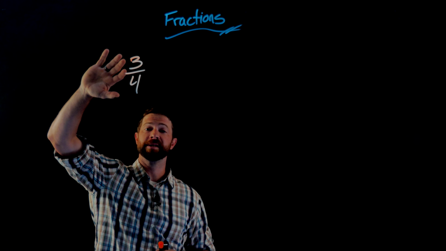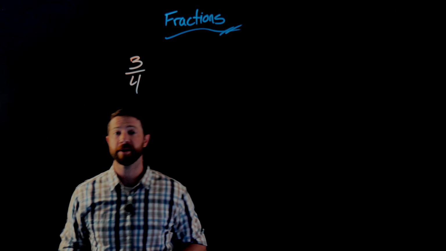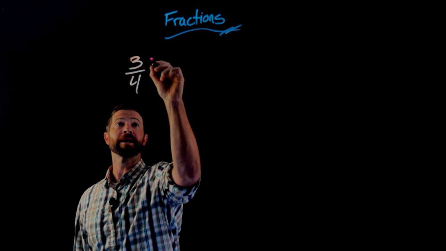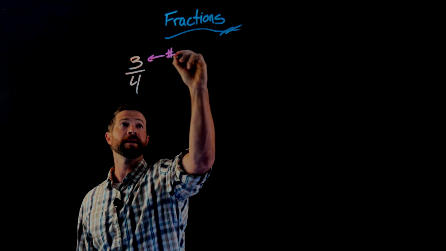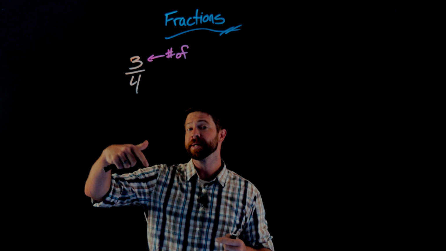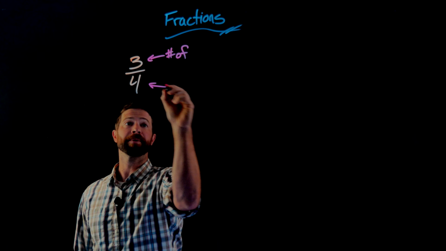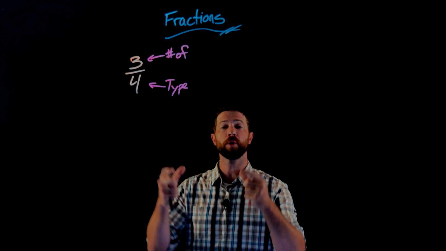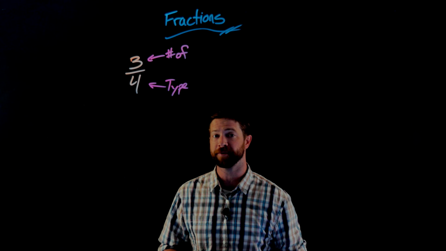The numerator is the number on top. It's a 3. The denominator is the 4. The numerator on top is telling you the number of things that you have. It's the numeration. The denominator on the bottom is the type of fraction that you're dealing with. This is important, especially when you're adding or subtracting fractions.